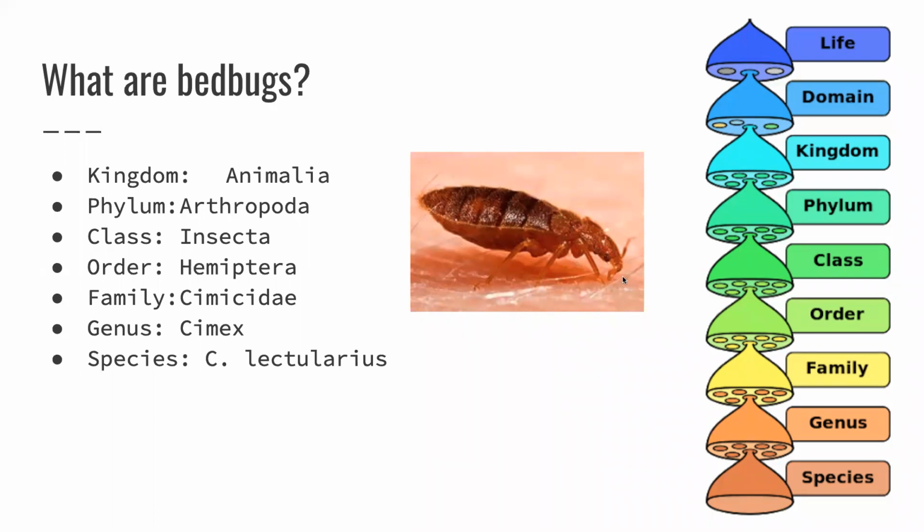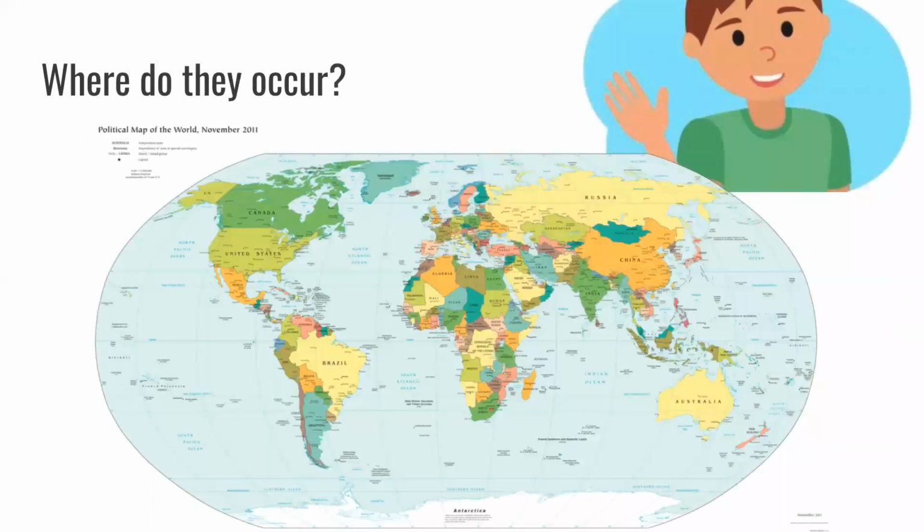So there's a bed bug. Obviously, they're not quite that big as they are on your screen. They're pretty small, but I'll show you that a little bit later. So where do bed bugs occur? You guys might remember when we talk about animals, we usually talk about their range. And their range is all the places that they live.